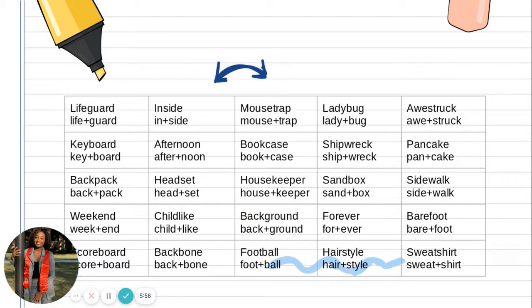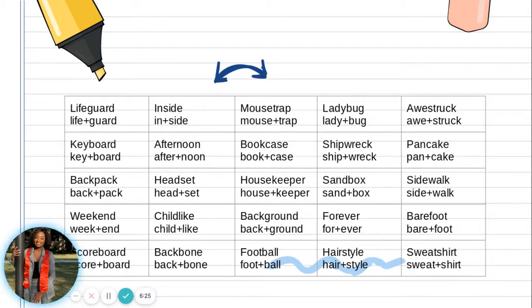So here we have a chart of a bunch of compound words. So what I want you to do is pause the video and look at each of these compound words and practice putting them together, and also looking at the two words that make up this compound word, and try to figure out what those words mean so you can have a better understanding of the compound word. So I'll do one with you.